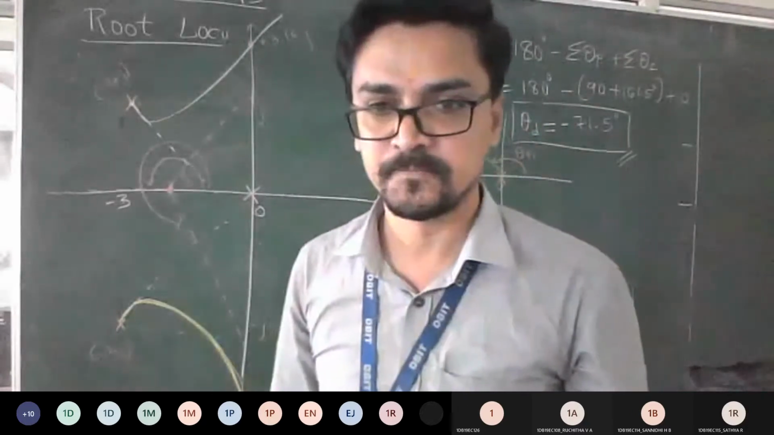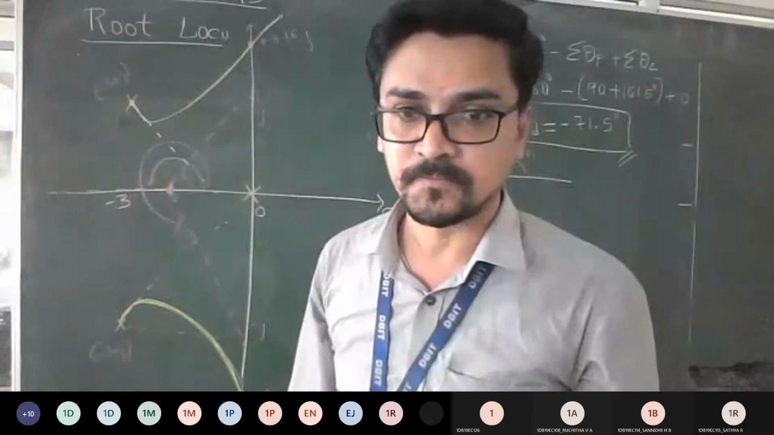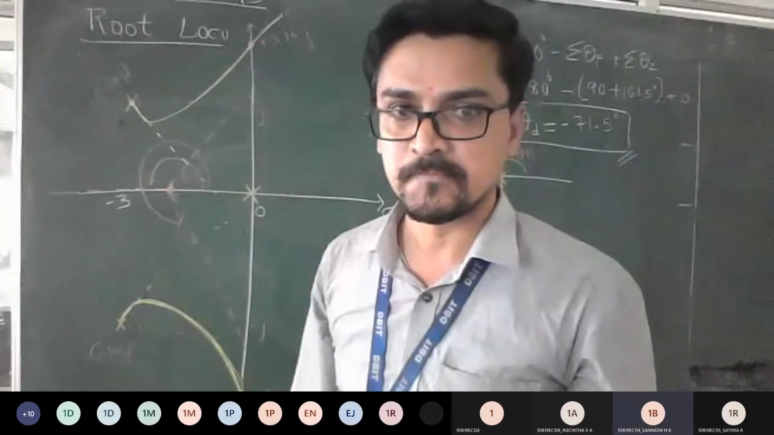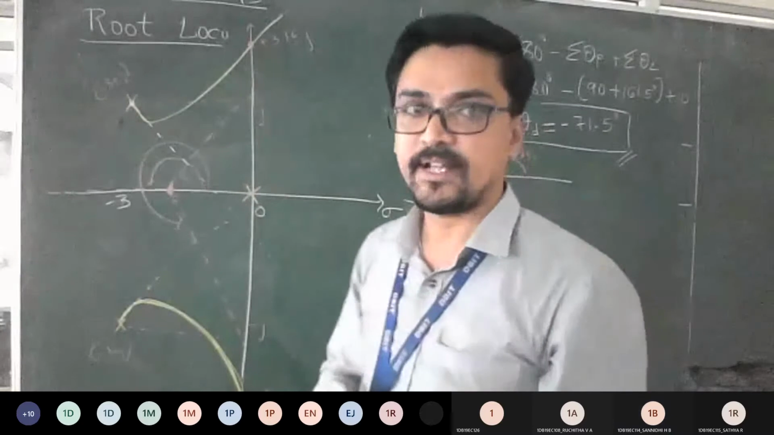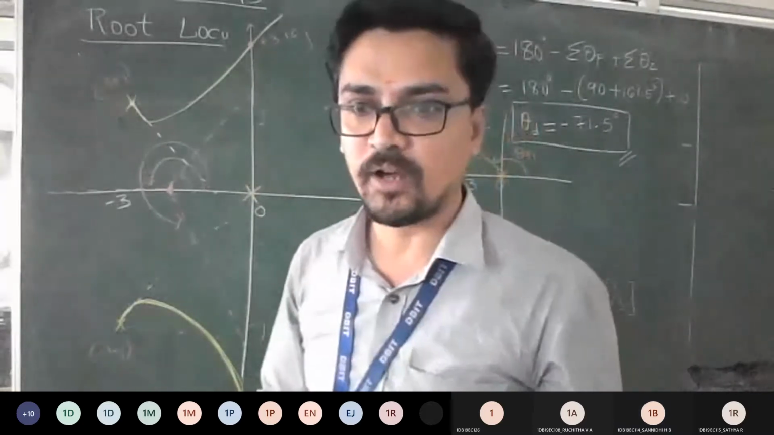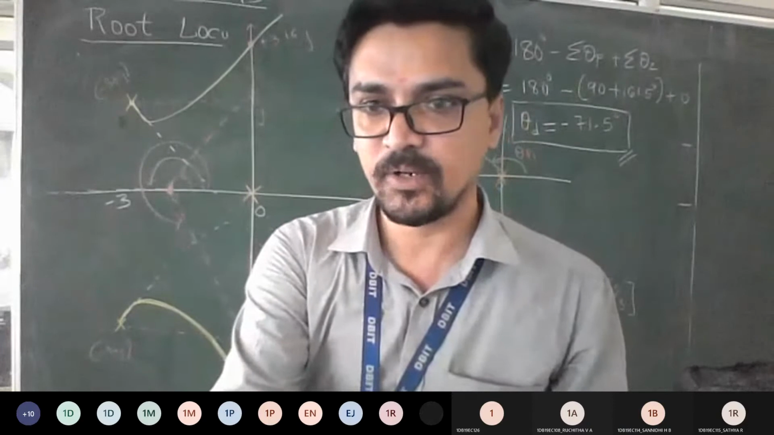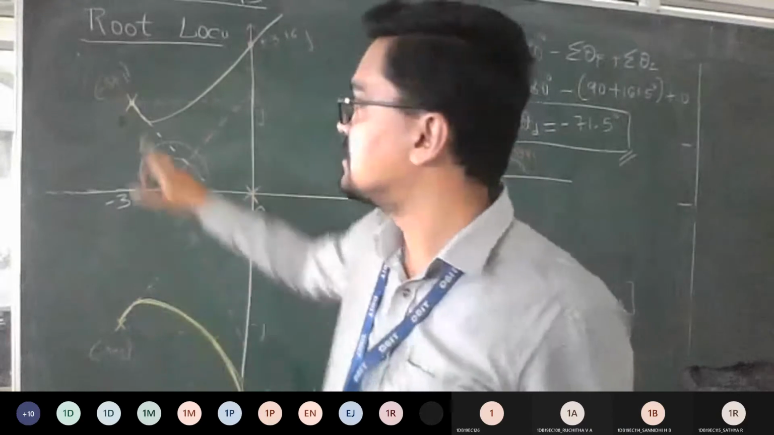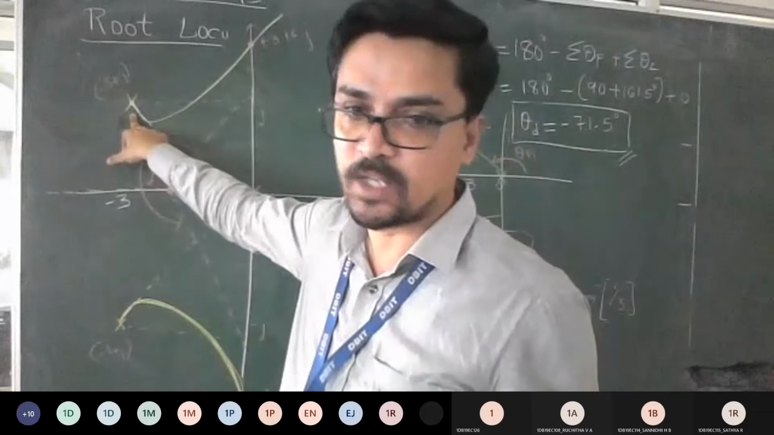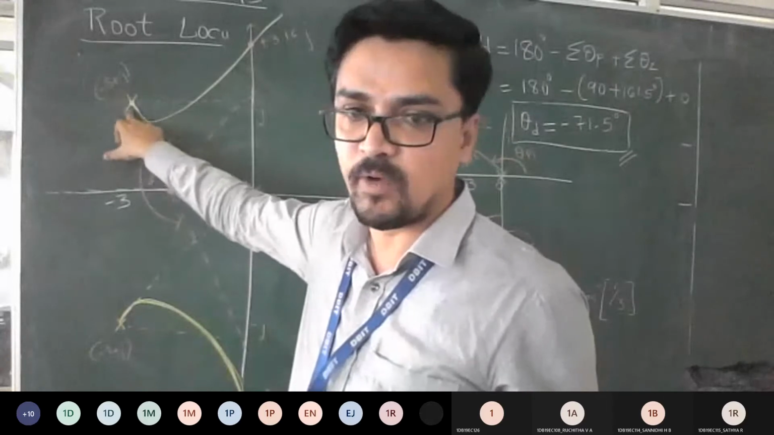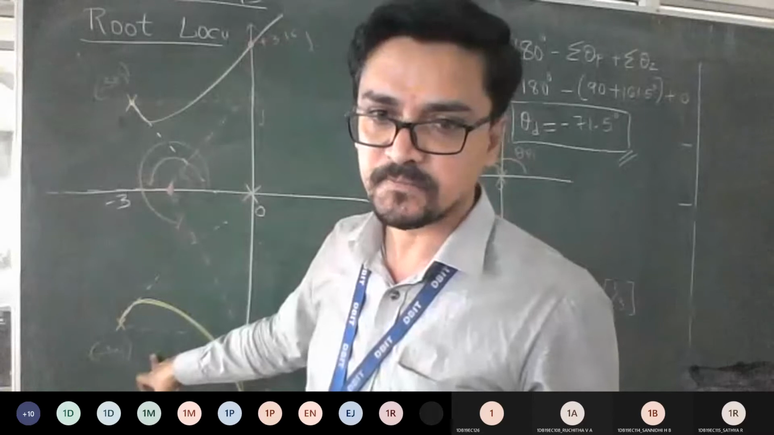Any doubts? Sir, can I repeat that angle of departure? Okay, I will repeat. What is the hint I told you? Whenever you want to plot the angle of departure, the hint is to mark the poles which you have already done on the root locus. So minus 3 plus j, one pole is there. Minus 3 minus j, one more pole is there.